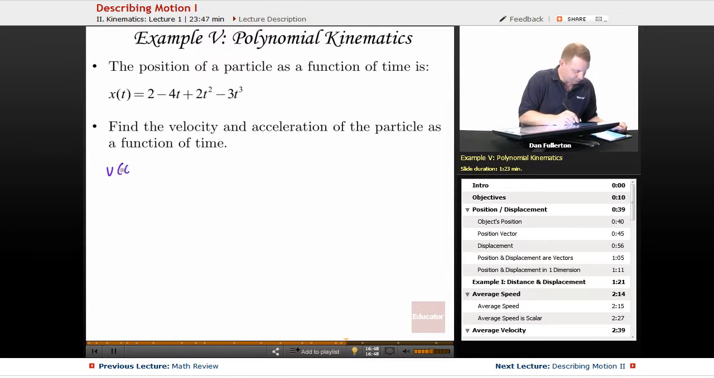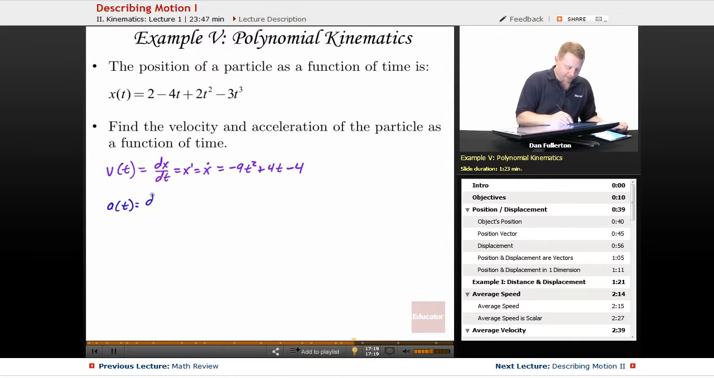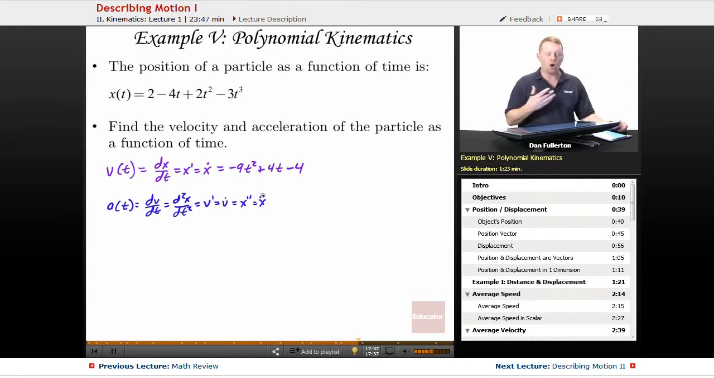Well, velocity as a function of time is the derivative of x with respect to time, or you could write it as x prime, or you might even see that written as x with a dot over it. That's going to be, well, I'm going to start at this side just because I like the bigger exponents first. That'll be negative 9t squared plus 4t minus 4. Now to find our acceleration as a function of time, that's the derivative of velocity with respect to time, or the second derivative of x with respect to time. Or we could write this as v prime, or v with the dot, or x double prime, or x with 2 dots. They all mean the same thing.